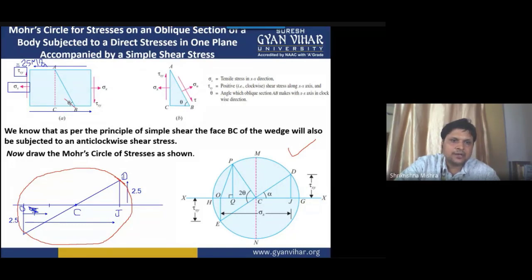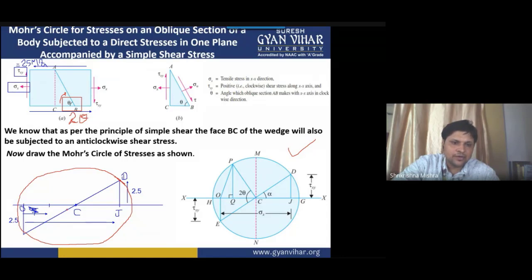Now the value of theta, the inclined plane angle, is also in clockwise direction. Clockwise with reference to the horizontal direction is taken as positive. As I have told you, in Mohr circle this angle is doubled. In Mohr circle this angle is taken after doubling it, so 2 theta. 2 theta angle we will take, students. It will be 2 theta.